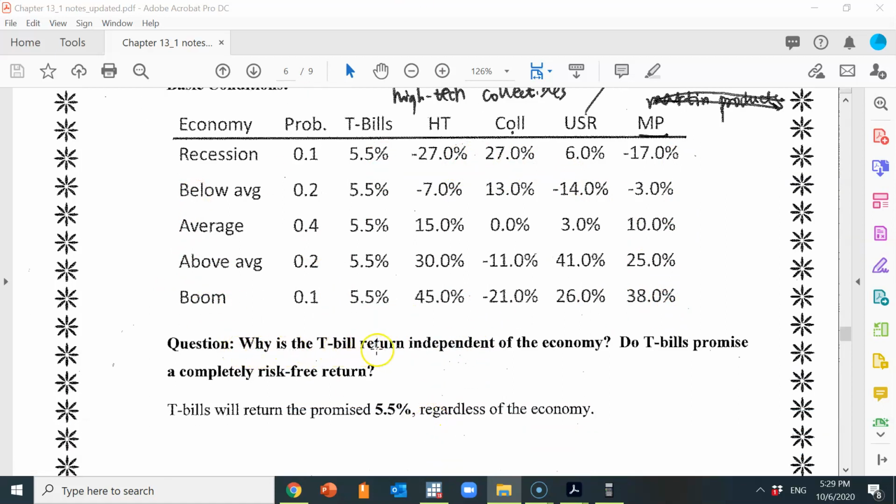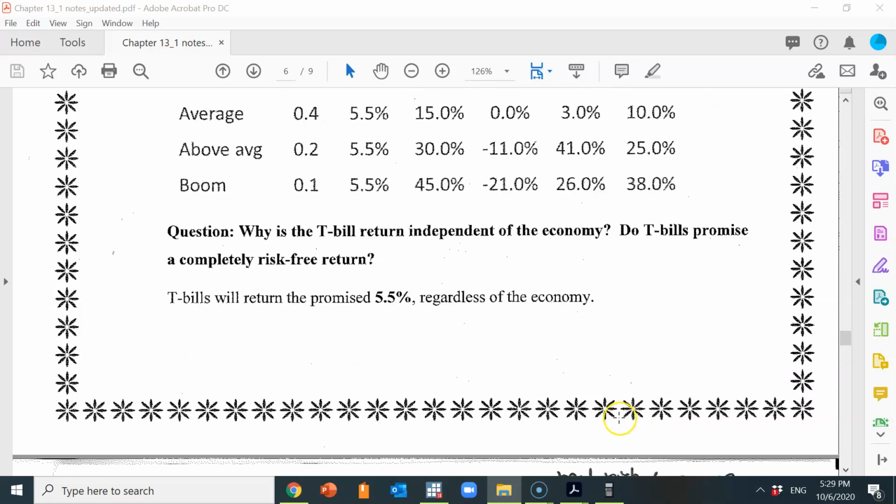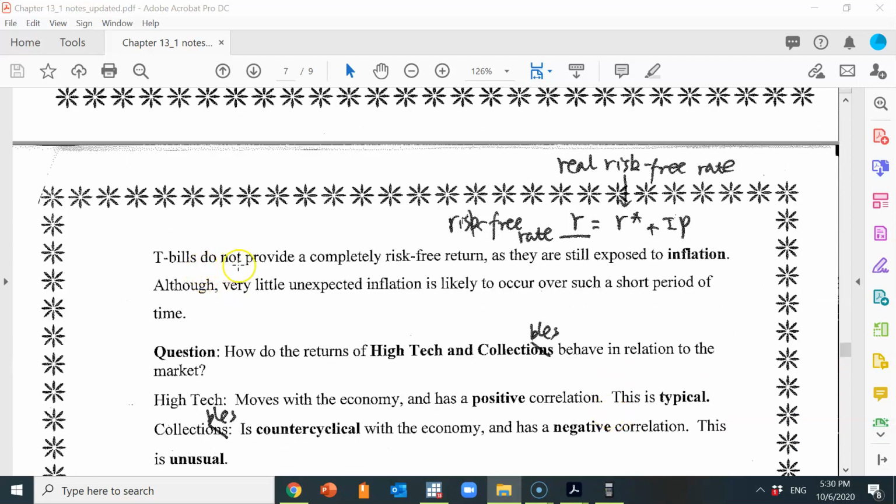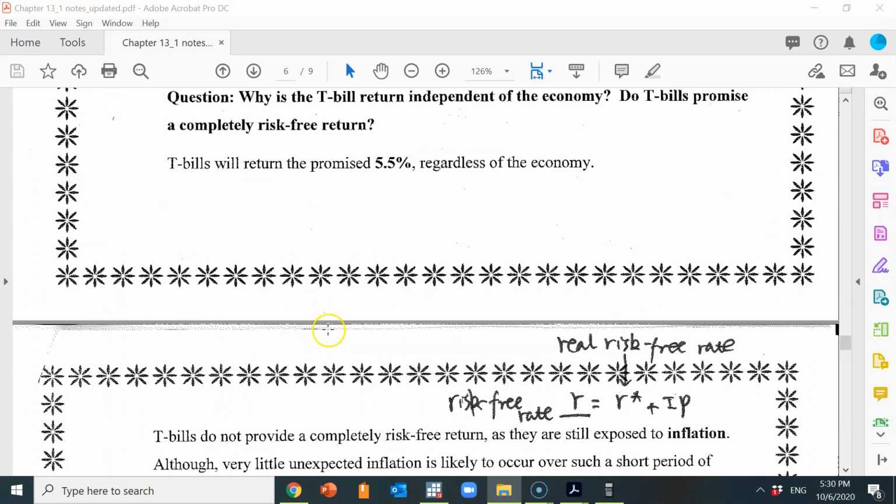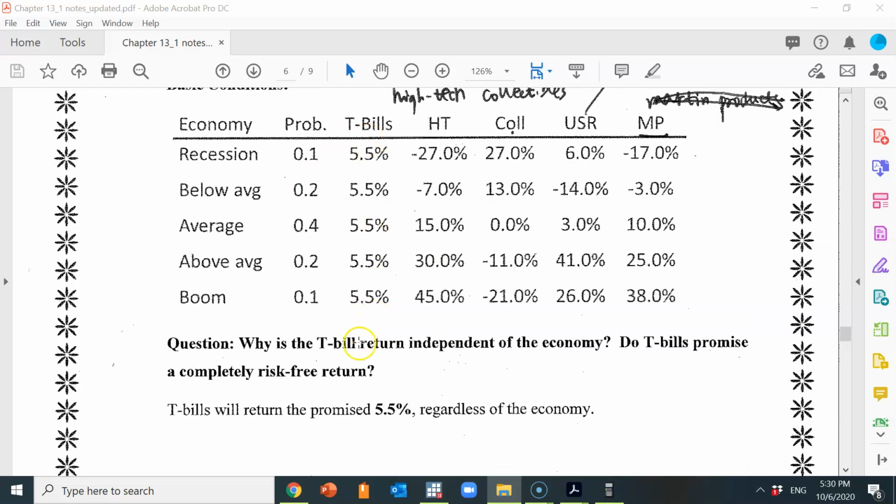Why is the treasury bill return not dependent on the economy? Do treasury bills promise a completely risk-free return? Treasury bill will return the promised 5.5% regardless of the economy. It does not provide a completely risk-free rate as they are still exposed to inflation. Remember, R equals R star plus IP for short-term treasury bills, although very little unexpected inflation is likely to occur over such a short period of time. So we see all the same returns for different economies.